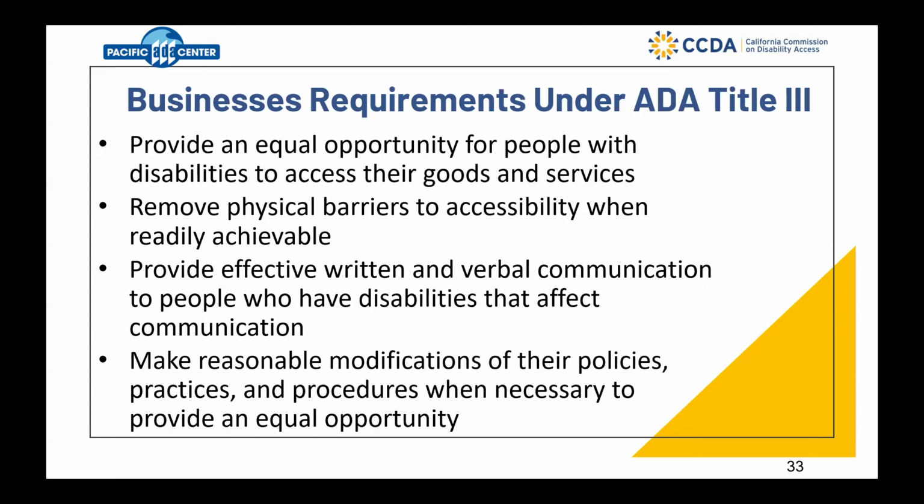Next slide. So under ADA Title III, you generally have to provide an equal opportunity for people with disabilities to access the goods and services of a business or a nonprofit. You have to remove physical barriers to accessibility when that's readily achievable. There is a specific definition of what readily achievable is, but basically it means that it can be achieved with little difficulty or expense, and it depends on how big the business is.